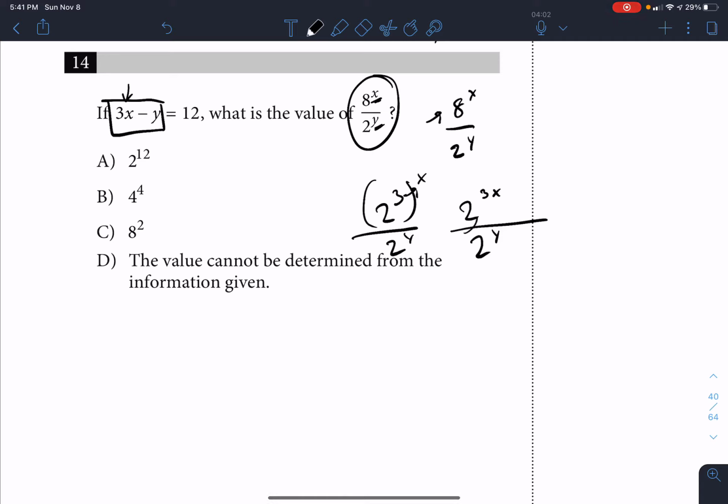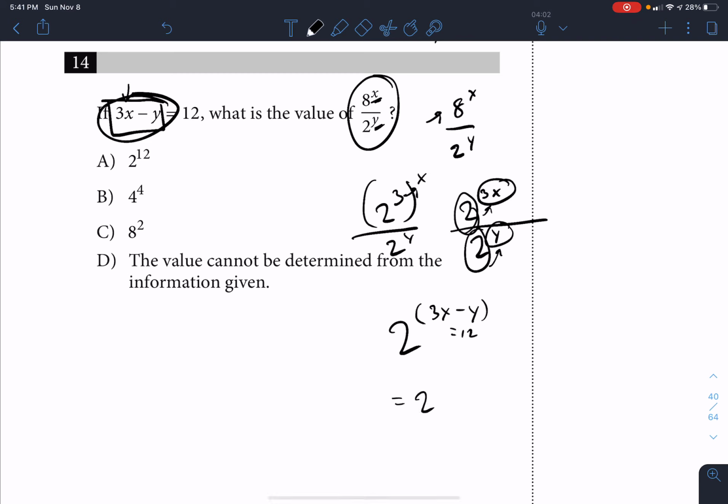Now we have two of the same bases, 2 and 2. On top we have 3x, on bottom we have y. We can combine this once again. When you have powers being dealt with as a fraction, we have fractions on the bottom. We can say this is 2. We take the top one to the power of 3x, and we take the bottom one, because it's on the bottom of the fraction, we subtract that, minus y. So 2 to the power of 3x minus y. And we know from previous, 3x minus y is equal to 12. That's equal to 12. Therefore, our answer is equal to 2 to the 12.